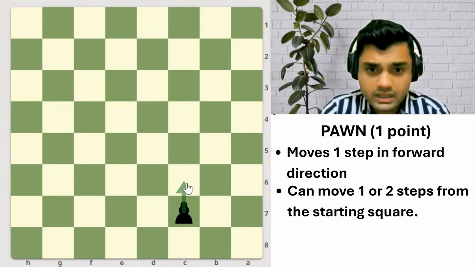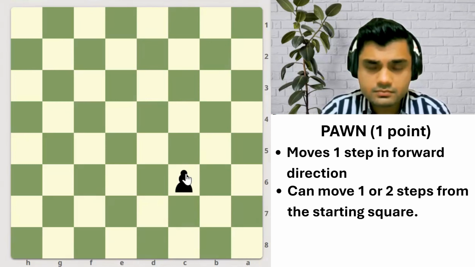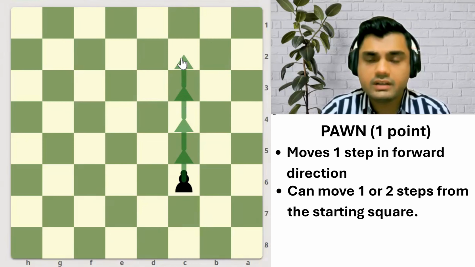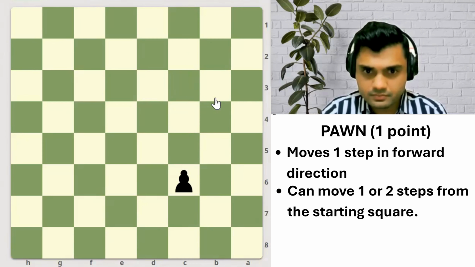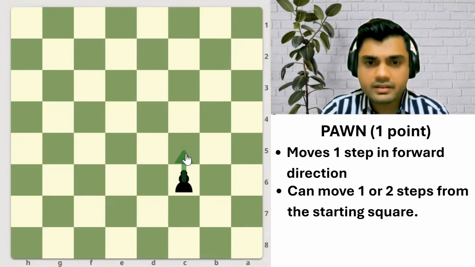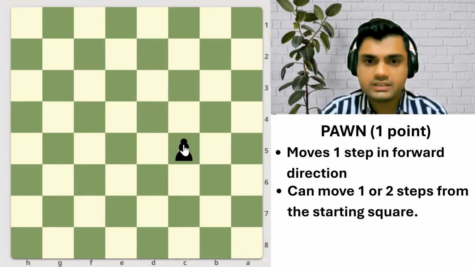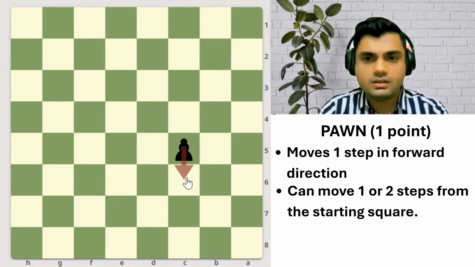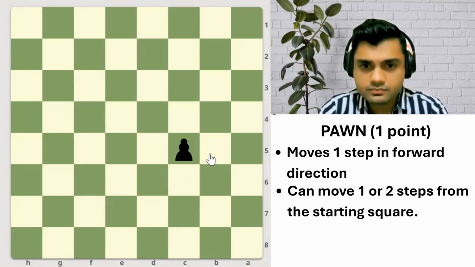But once the pawn leaves the starting square, it can move only one step and only in forward direction. Let's say if pawn is here, the pawn cannot come back.